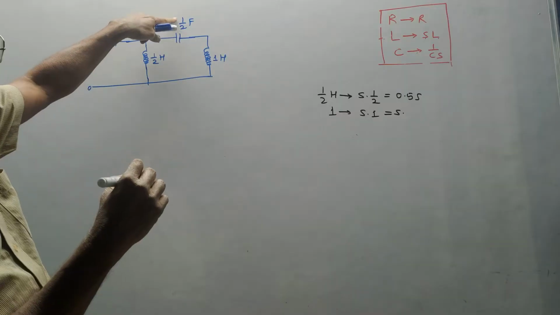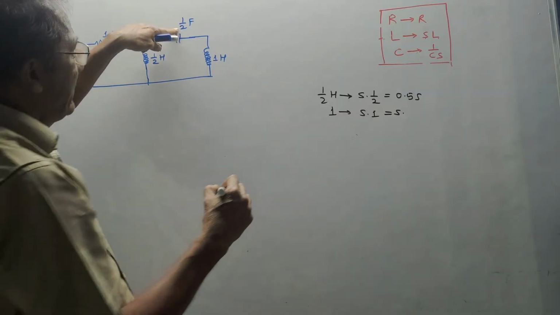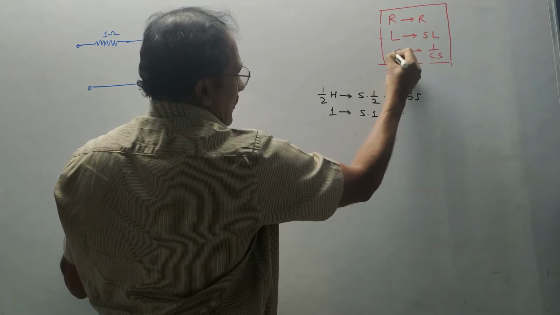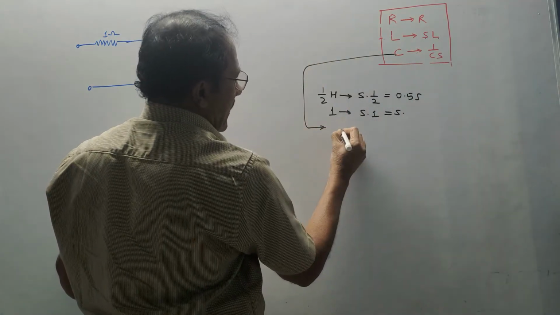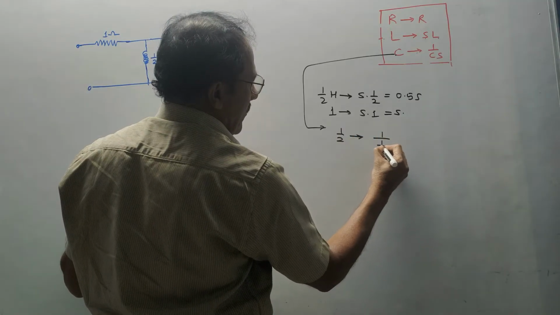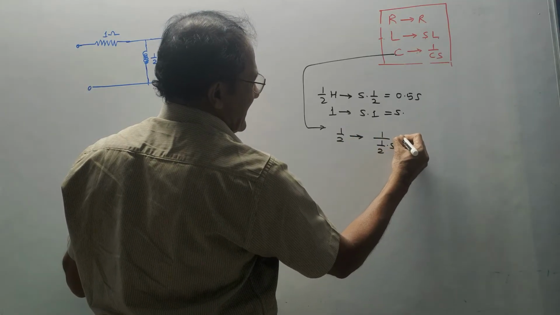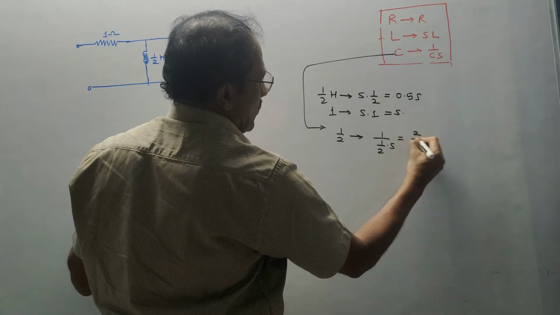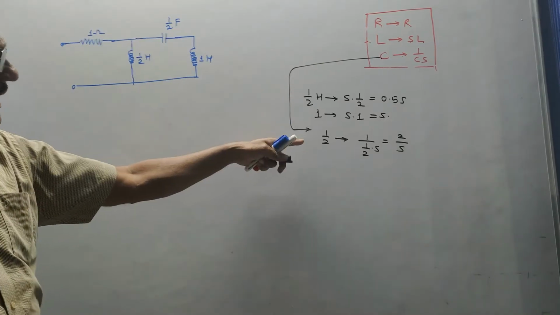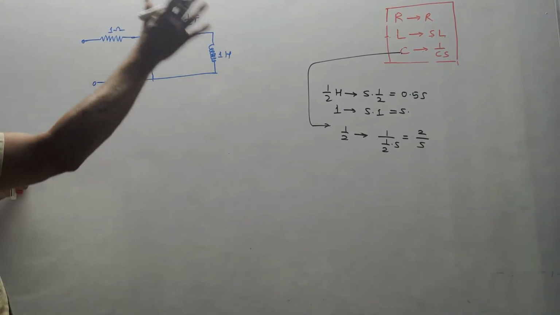About this capacitor, value of capacitor is 1/2 farad. So I will have to make use of this formula. So value is 1/2 farad. It gets transformed as 1 upon 1/2 into S, which is 2/S.